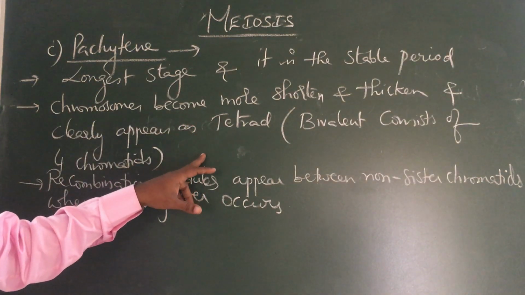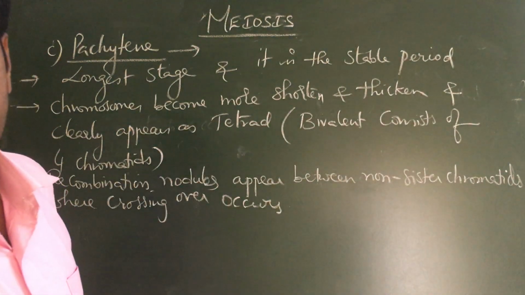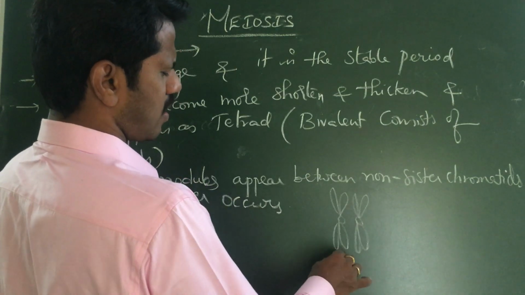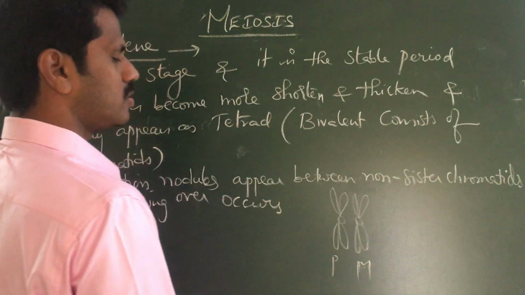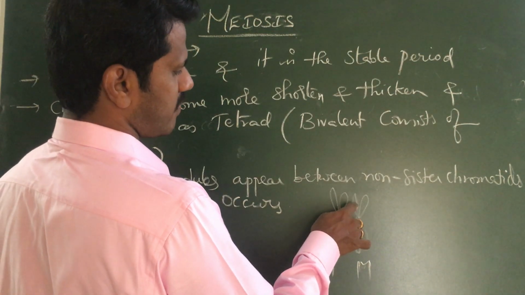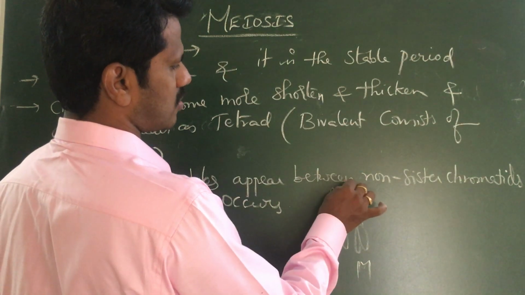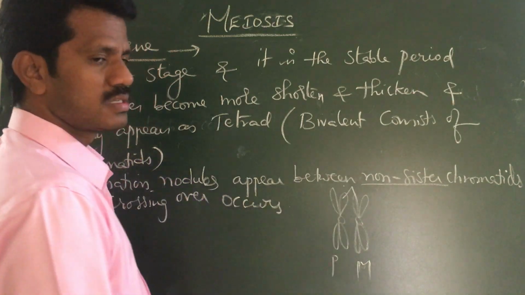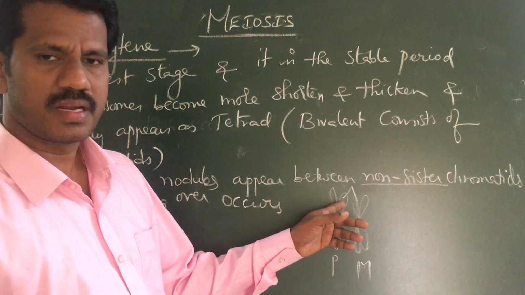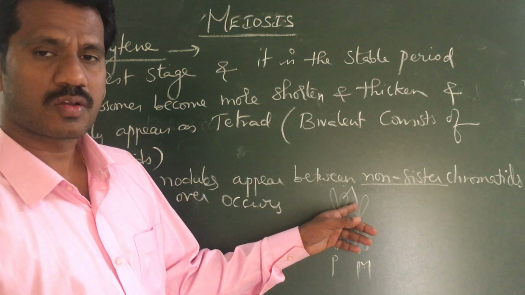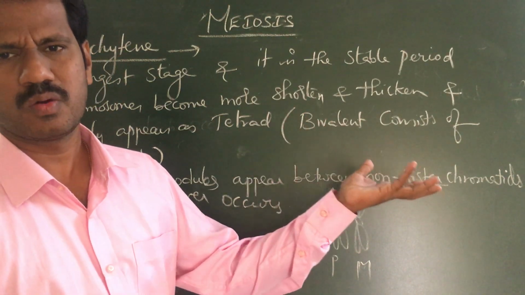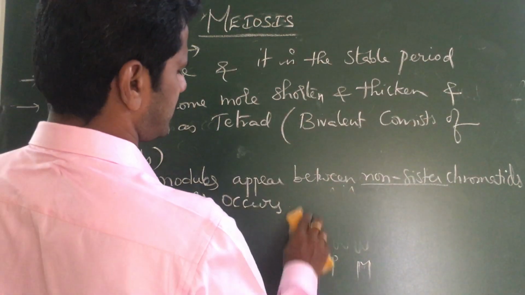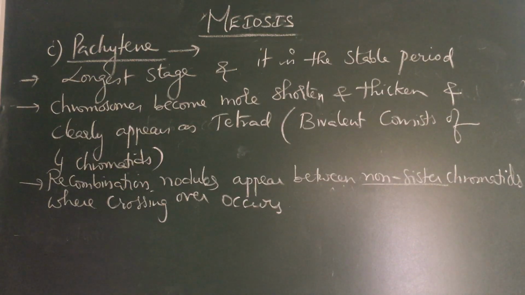Now, what are sister and non-sister chromatids? Just note down. In the pair of chromosomes, one is paternal, one is maternal. A chromatid of one chromosome and a chromatid of another chromosome are called non-sister chromatids. In one chromosome, the two chromatids are called sister chromatids. Non-sister means they don't belong to the same chromosome. That is what we generally see as crossing over.